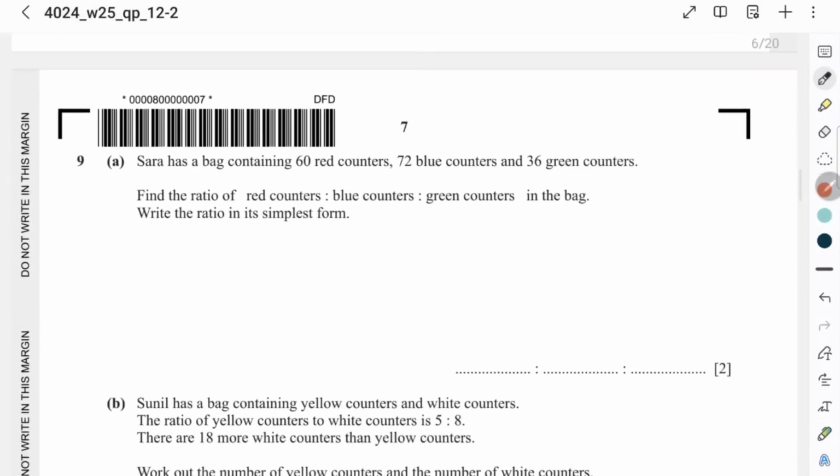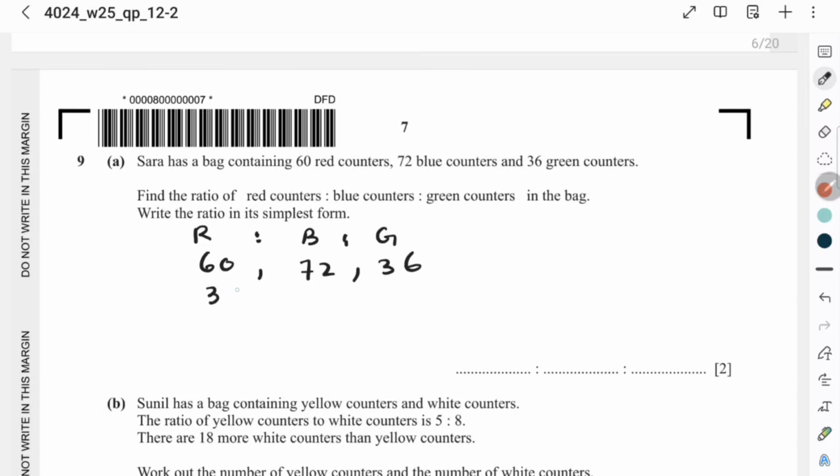Question number 9. Sarah has a bag containing 60 red counters, 72 blue, and 36 green counters. So find the ratio of the red and the blue and the green counters. So red is to blue is to green, 60, 72, and 36.